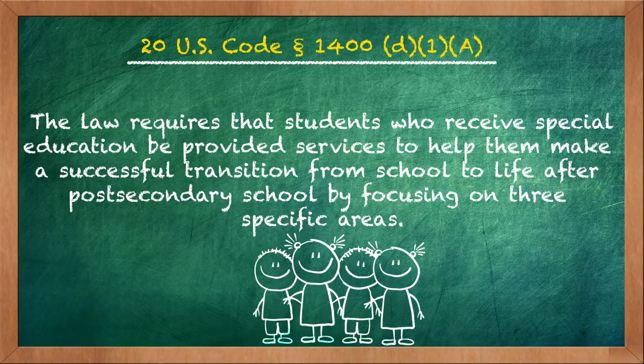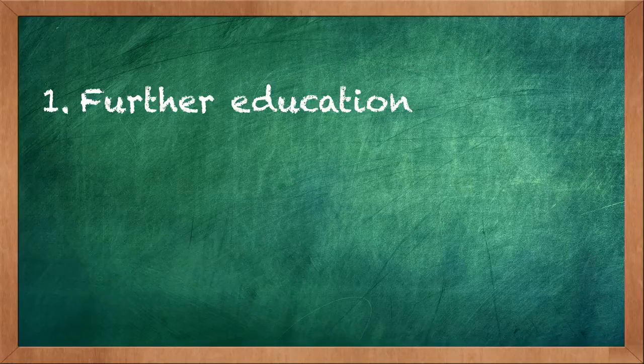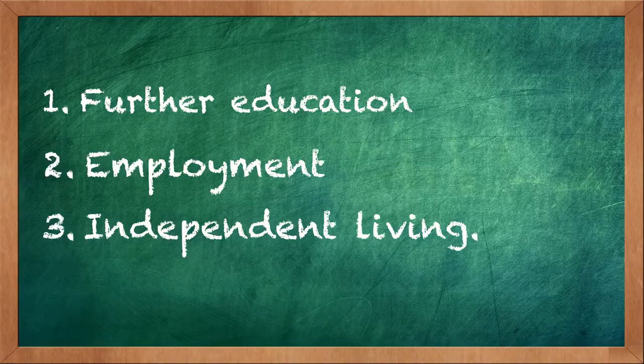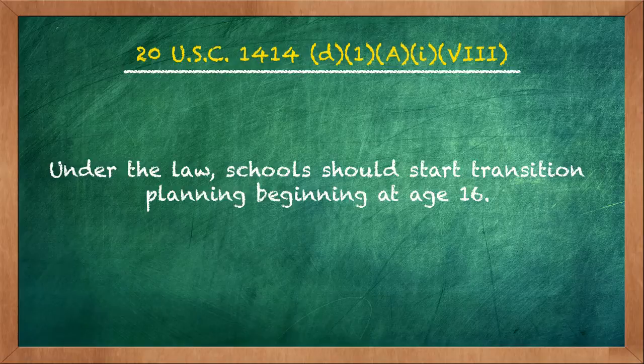The law requires that students who receive special education be provided services to help them make a successful transition from school to life after post-secondary school by focusing on 3 specific areas. 1. Further education, 2. Employment, and/or 3. Independent living. Under the law, schools should start transition planning beginning at age 16. Please note some districts have policies where transition planning begins earlier. For example, LAUSD begins their planning when a student is 14 years old.